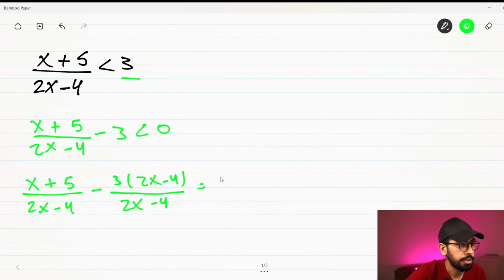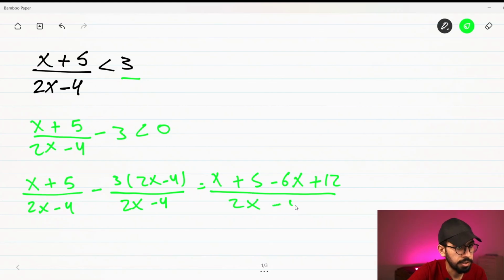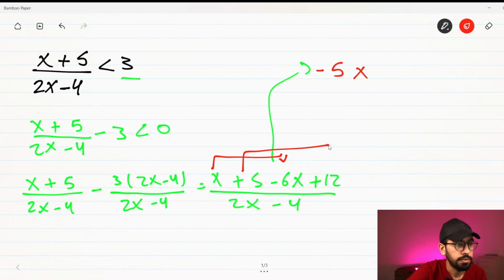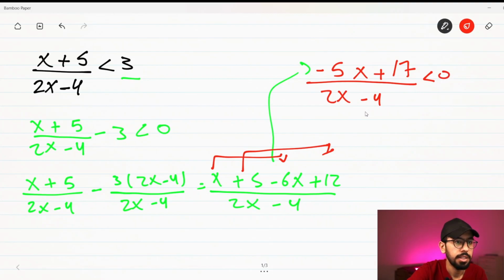The result from that will be x plus 5 minus 6x plus 12 over 2x minus 4. Let's take it one step at a time. This x and this 6x together, x minus 6x is minus 5x, and this positive 5 with positive 12 is plus 17, over 2x minus 4, and they are smaller than 0.